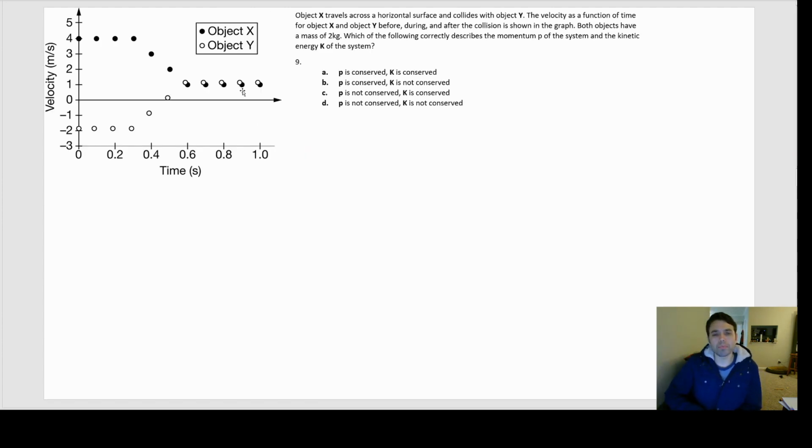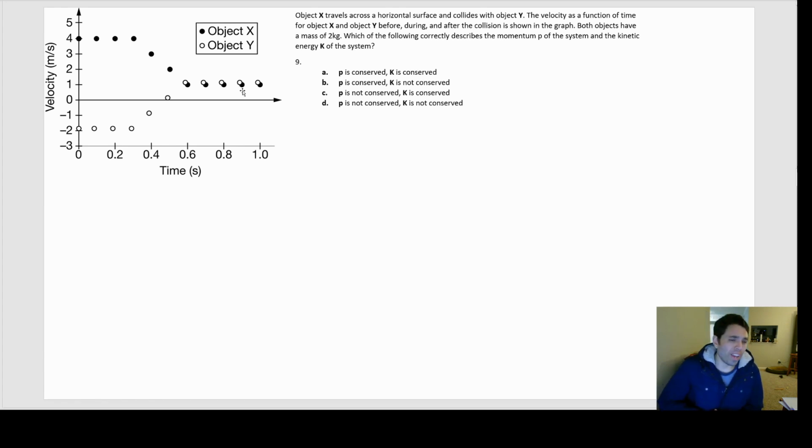Number 9, object X. We got a graph here, a velocity-time graph. Almost all students got this one correct. So real quick, object X travels across a horizontal surface and collides with object Y. The velocities as a function of time for object X and Y are shown in the graph before, after, and during the collision. Both objects have a mass of 2 kilograms.